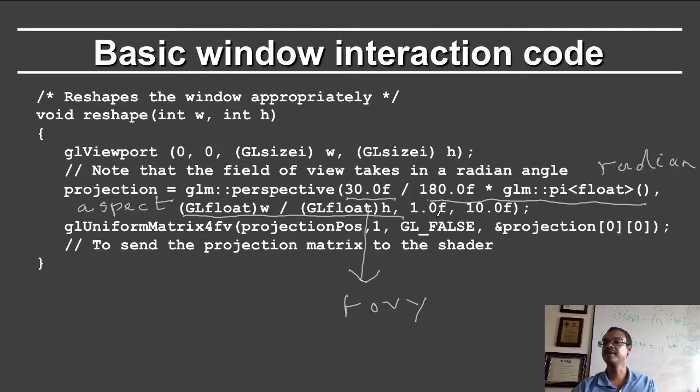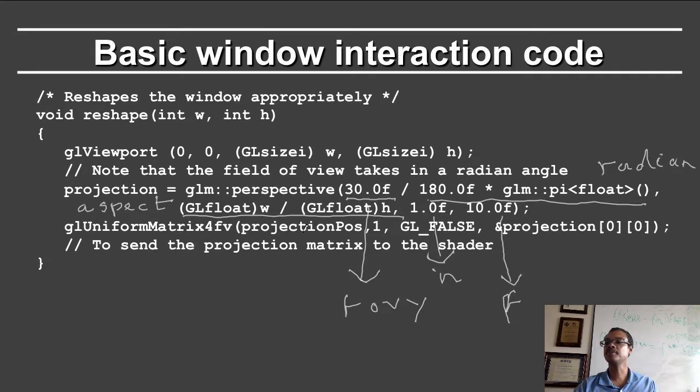Finally, you have the near plane and the far plane. Let's look at the next line, which is the glUniformMatrix4fv line. It now corresponds to our shader. In old OpenGL, you could just specify gluPerspective and stop. In our case, we still have to give the projection matrix to the shader.